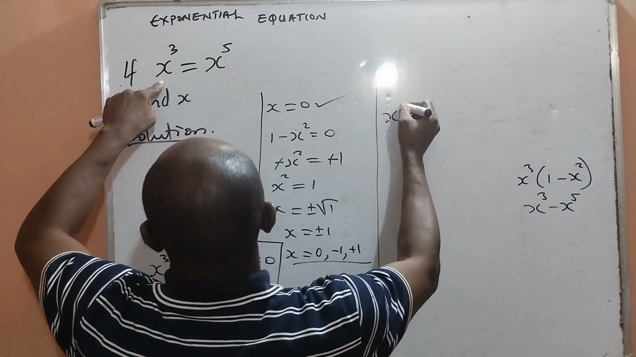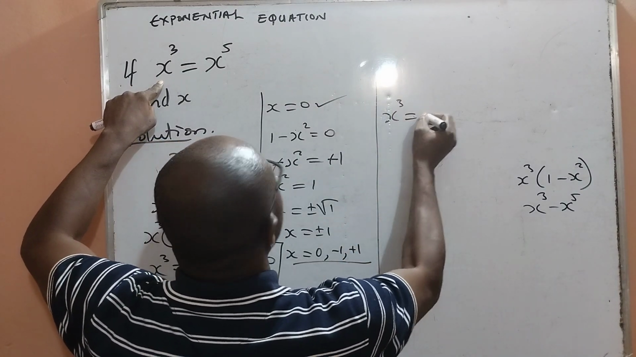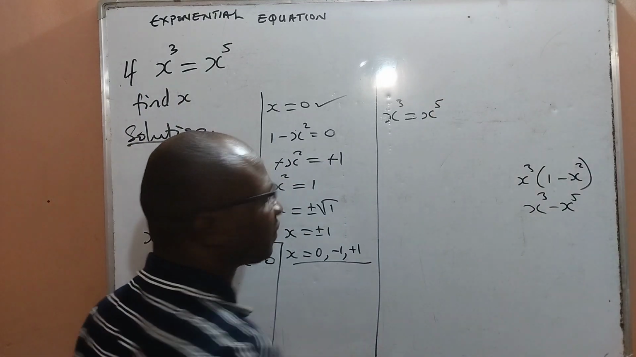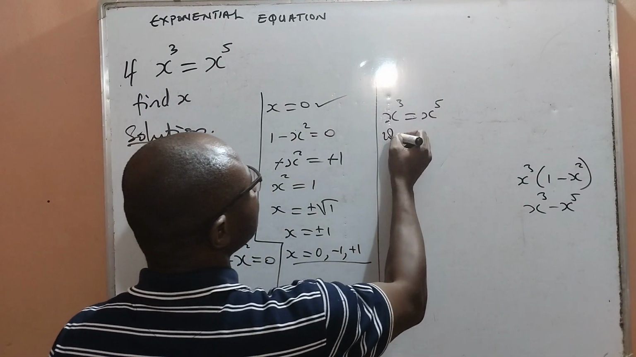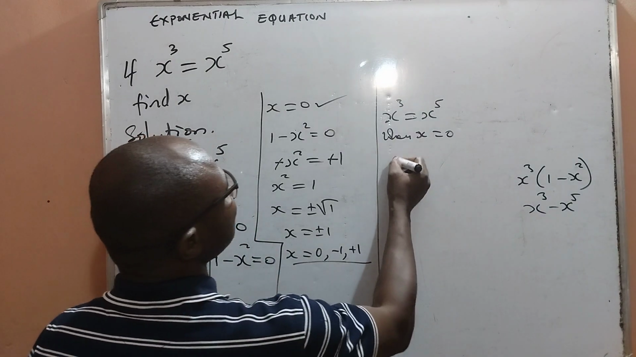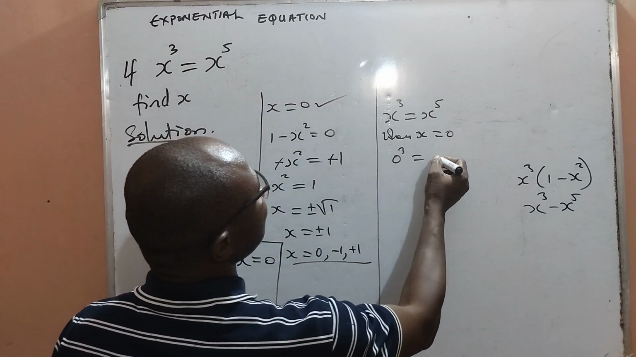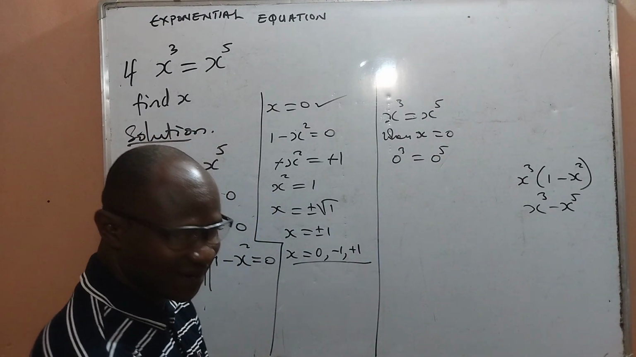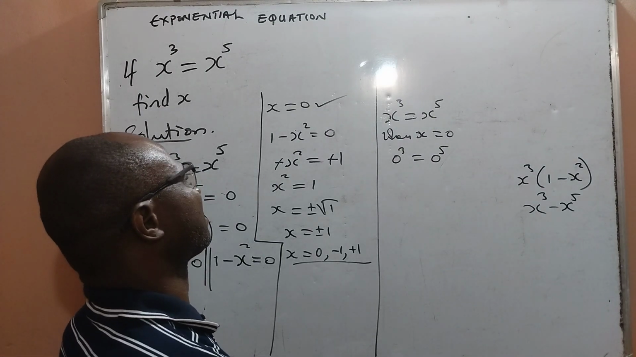From the equation, x raised to the power 3 equal to x raised to the power 5. When x is equal to 0, we have 0 raised to the power 3 is equal to 0 raised to the power 5. And of course, that is equal to 0 anyway.